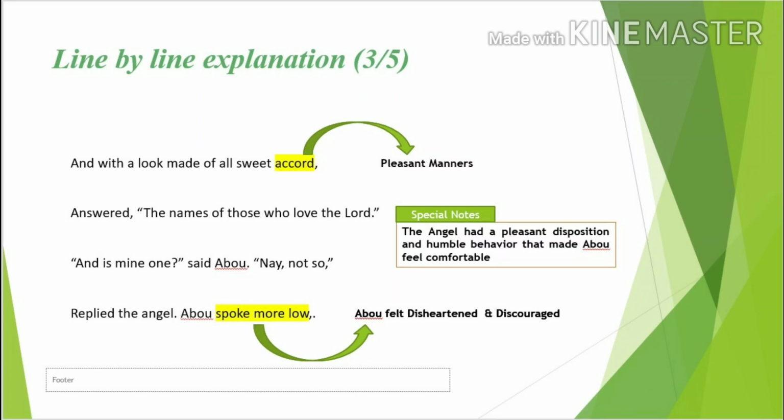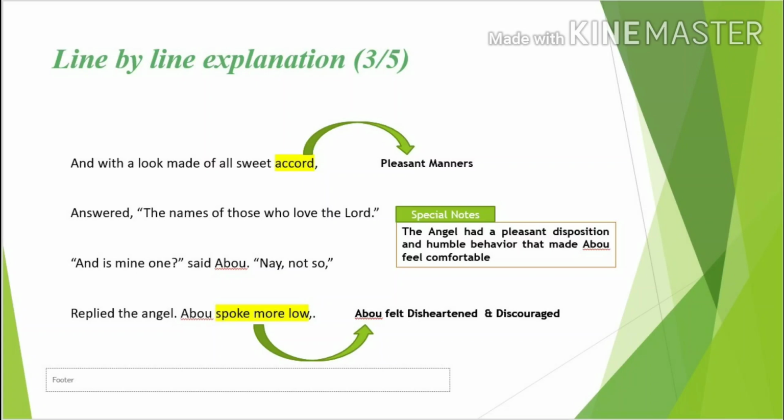I am making a record of those people who have deep love towards God, who love God very, who have a very close relationship with God. Now, Abou then asks, so is my name there in your list? And then the angel says, no, that's not there. Your name is not there, replied the angel.